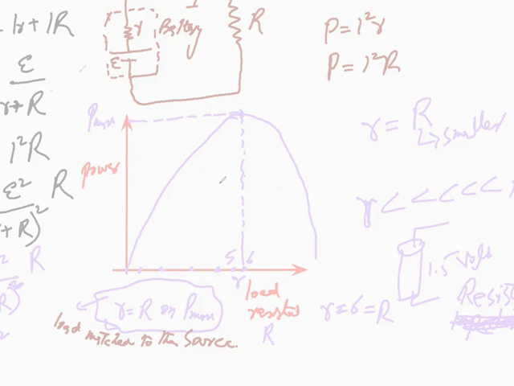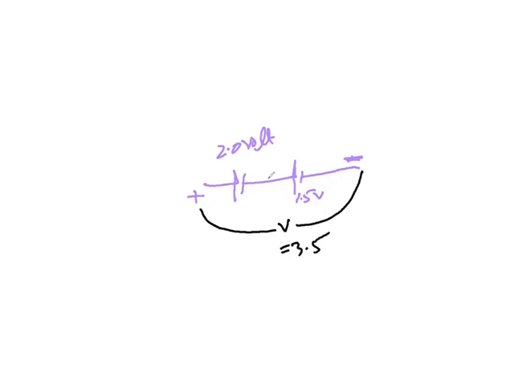So if this is a source, and this source is 2 volt, and there is another source, and this source is 1.5 volt. What will be your voltage over here? My question is, if I connect 2 sources in series, and the voltage of one source is 2.0 volt, and the voltage of another source is 1.5 volt, what will be my voltage over here? 3.5. Yeah, that is equal to 3.5.